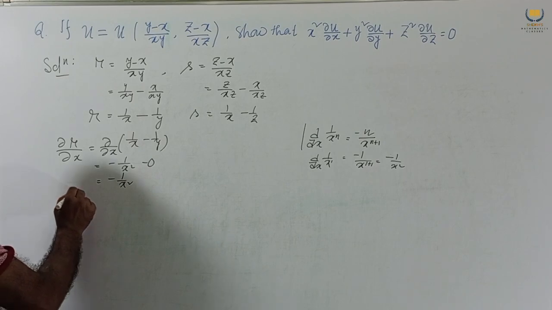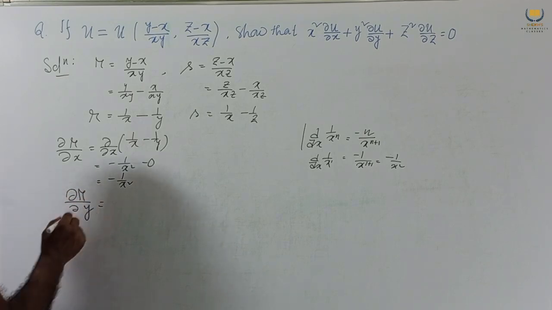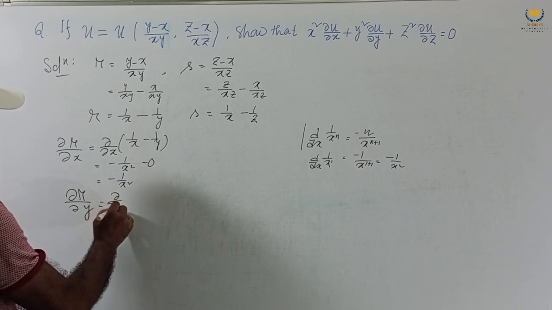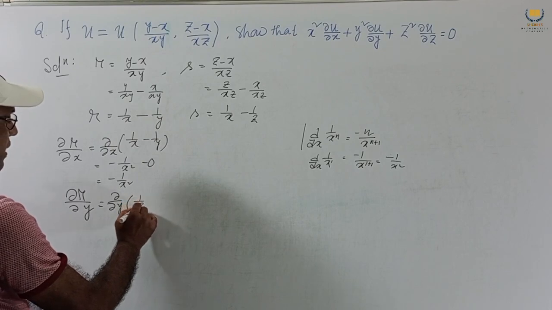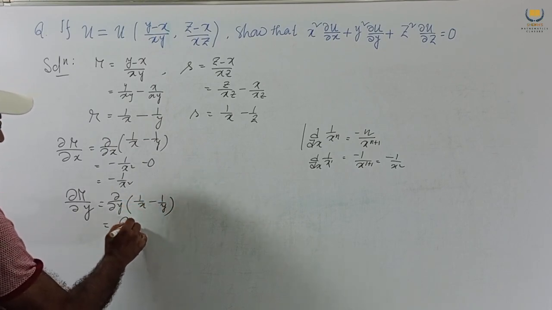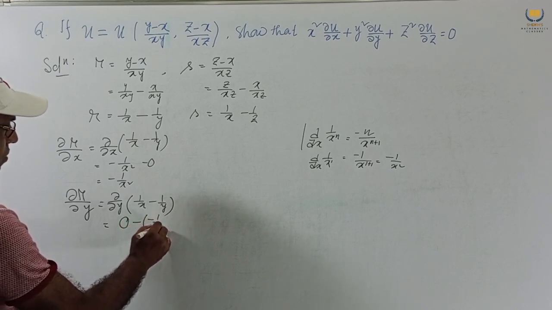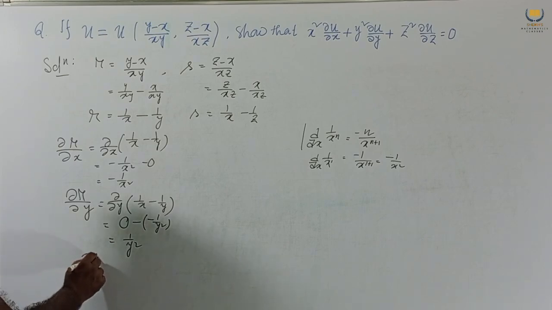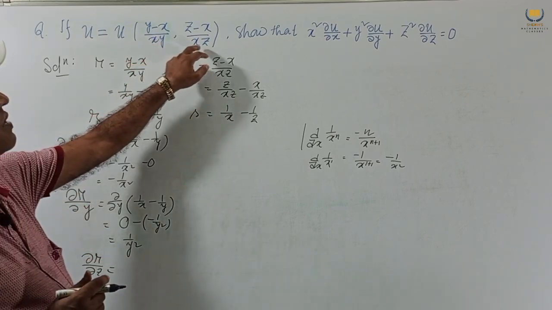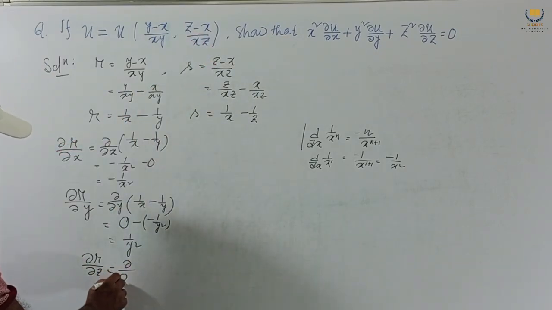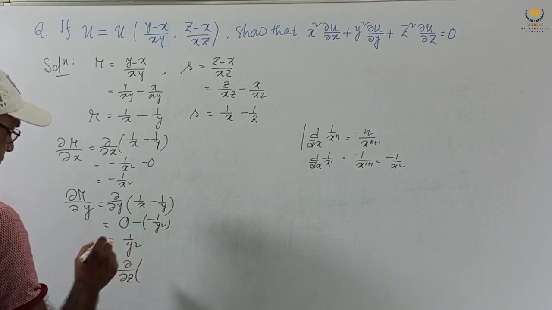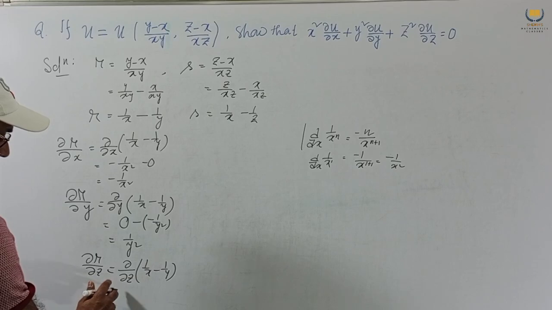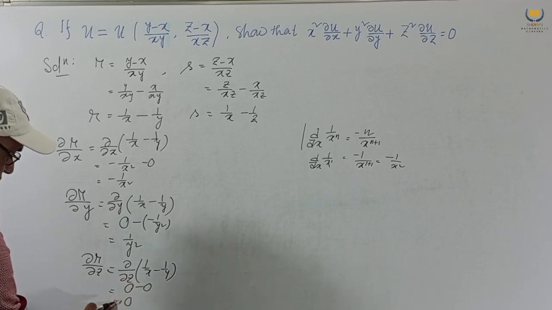∂r/∂y: if we differentiate r with respect to y, we get 1/x minus 1/y. This is 0, this is minus 1/y². By using this formula we get 1/y². Now ∂r/∂z, because here the variables x, y, z are given. Here r means 1/x minus 1/y. All of this is constant because we differentiate partially with respect to z, so this is 0.